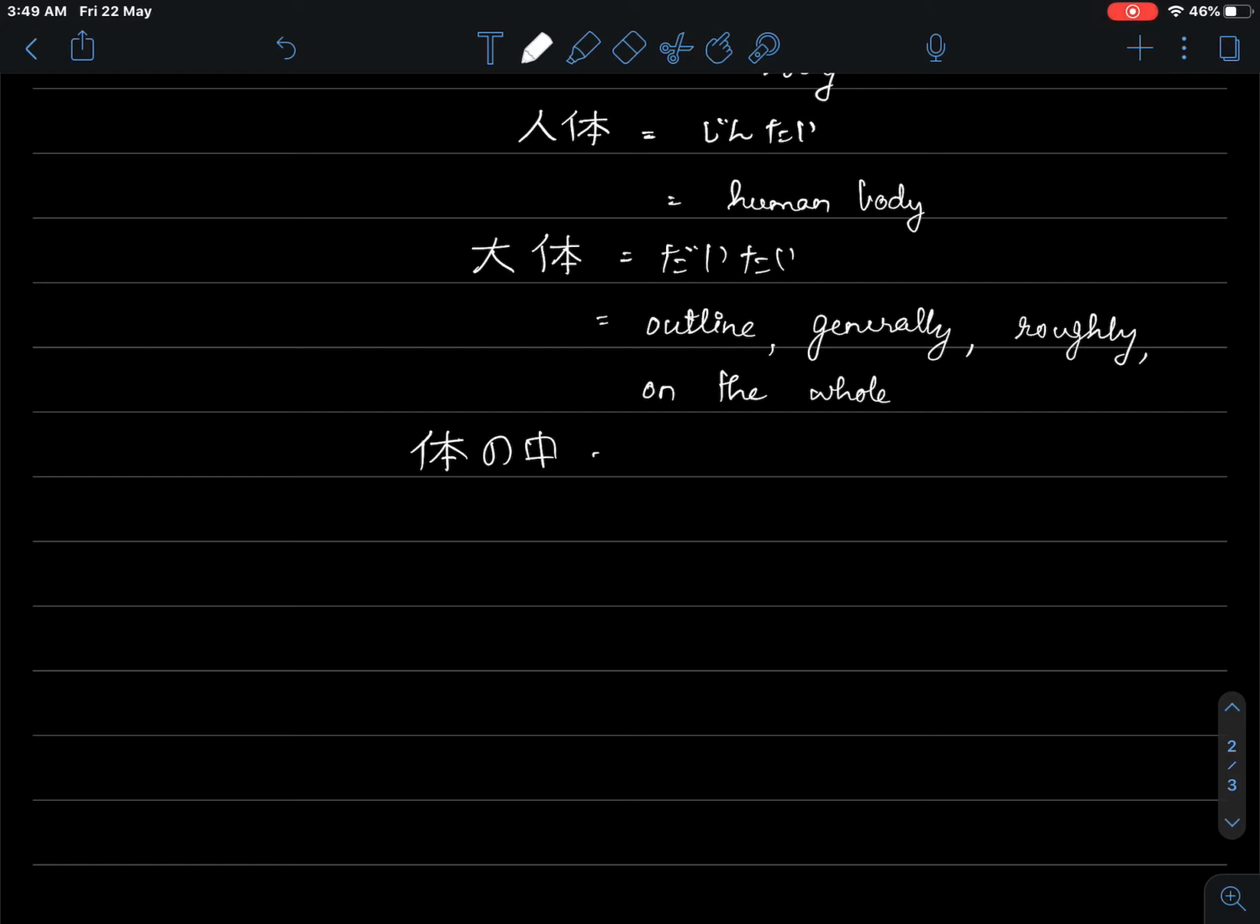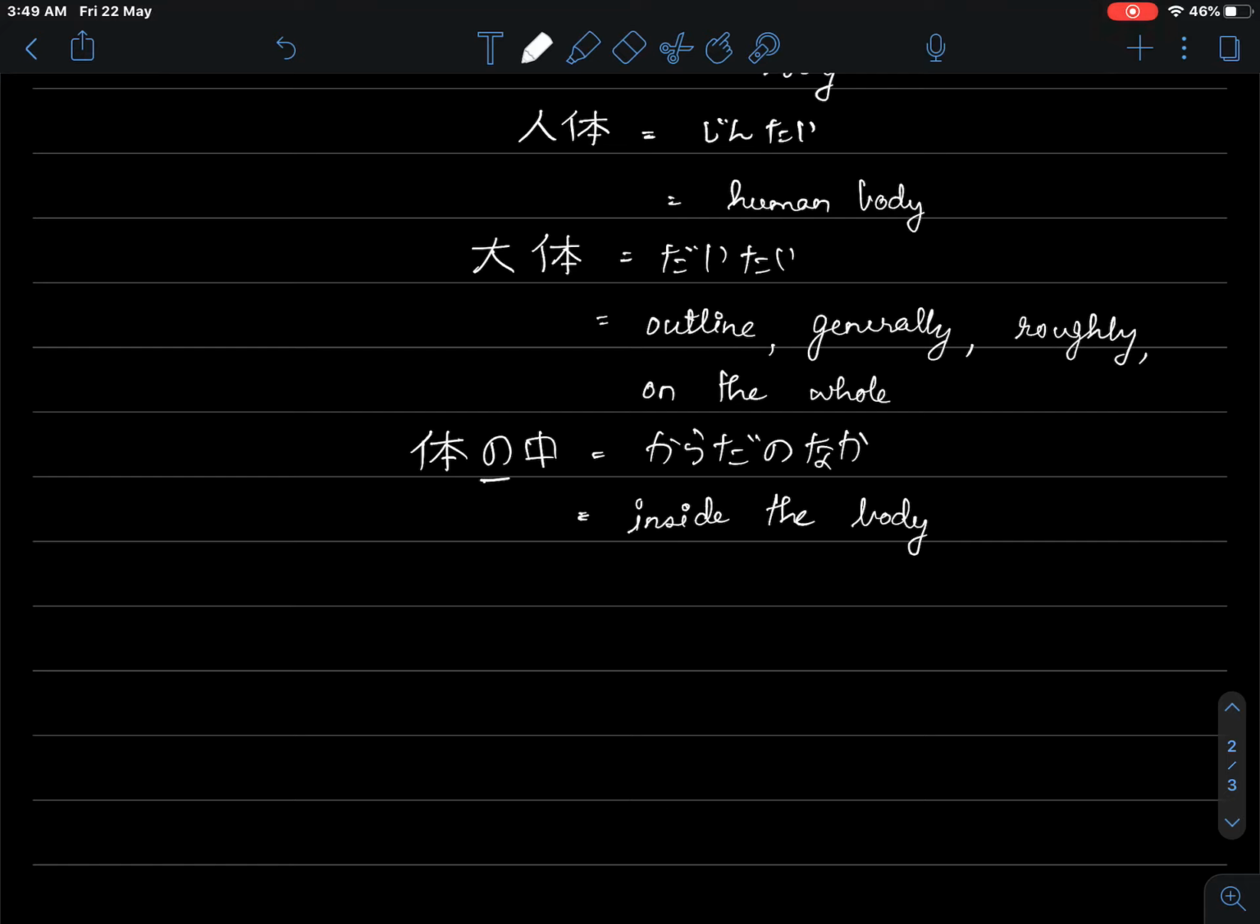Okay, this is straightforward, I suppose. This is karada no naka. Karada no naka, which is inside the body, quite simply. Now, if you're wondering why there is a no inside, you have to be studying some grammar on the side and reading how sentence structures work. So a more literal translation would be body's inside.